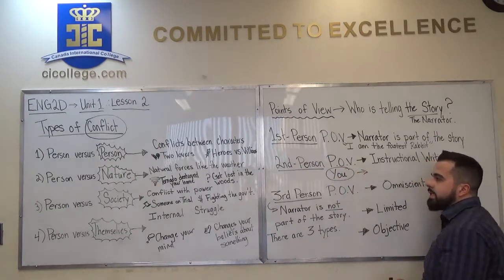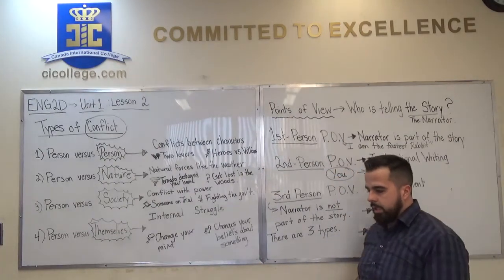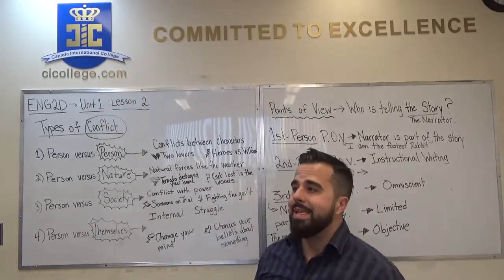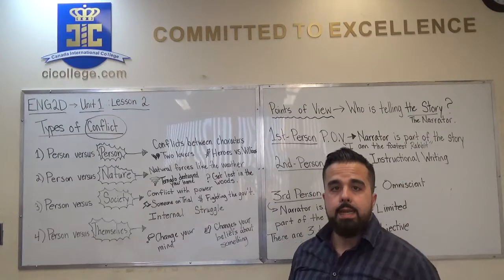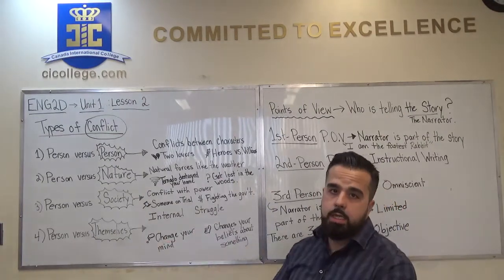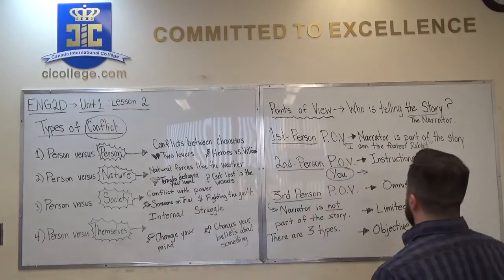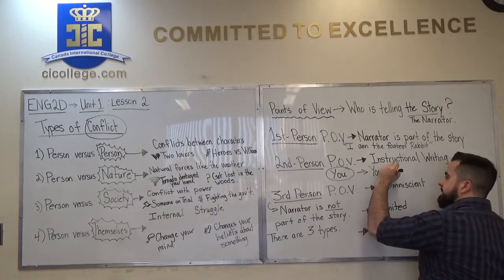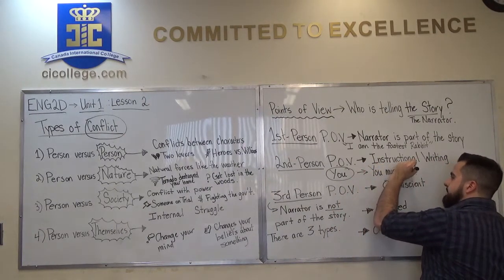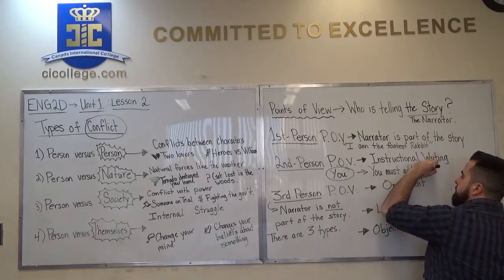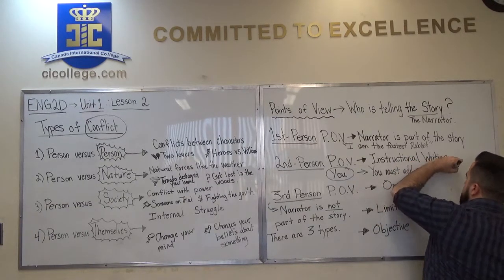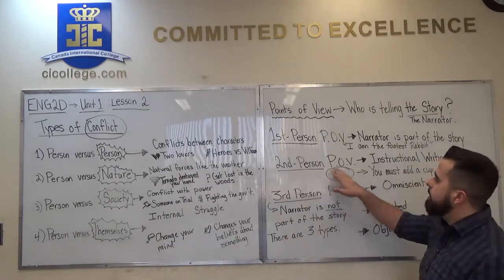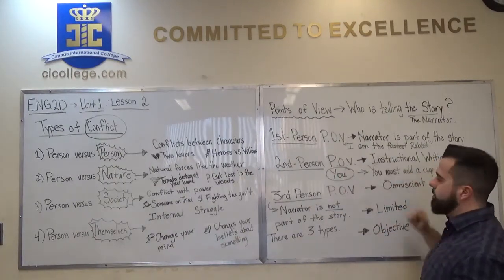And often you see second-person point of view in instructional kind of writing. For example, a recipe. When you're trying to bake a cake, the writing is in second person because it's giving you directions directly, the reader. So it might say, you must add a cup of sugar. We often see second person point of view in instructional type writing.